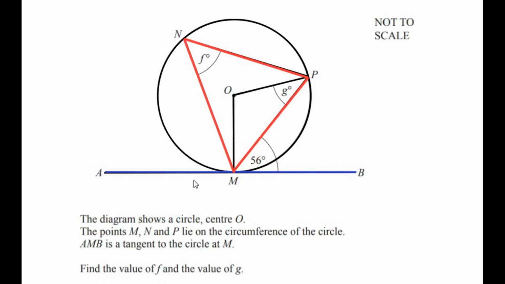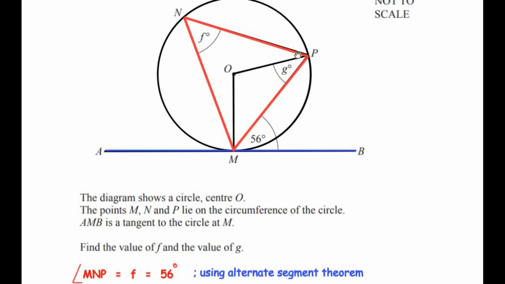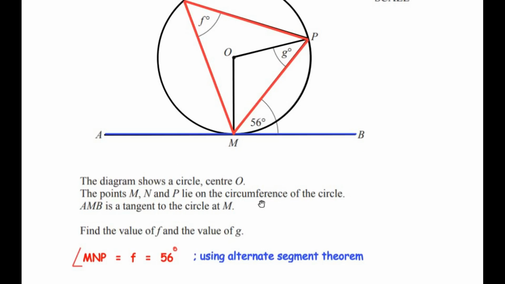Now here I have highlighted the tangent AMB and here we have considered the chord PM. Now we can see that the chord PM makes an angle of 56 degrees with the tangent. So using the alternate segment theorem, the same chord is going to make 56 degrees in the alternate segment, that is at point N. So here angle F is going to be 56 degrees as well. So let us write here angle MNP, that is F degrees, is equal to 56 degrees. That is by using the alternate segment theorem.